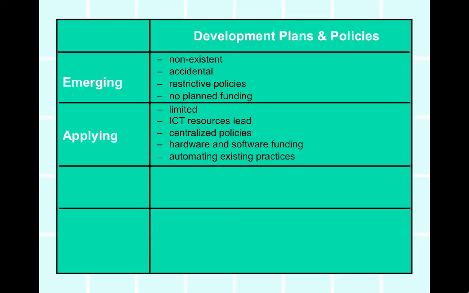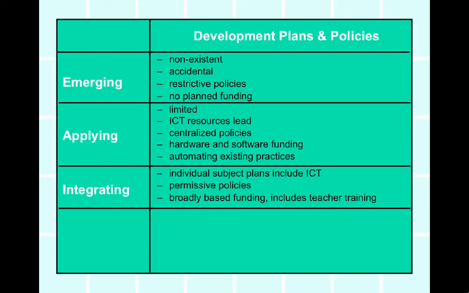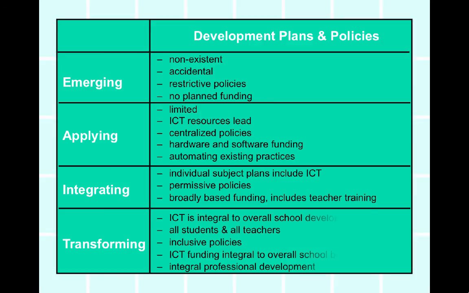There tend to be centralized policies, and there's funding for hardware and software. It's primarily just automating existing practices. Integrating. By the time we get to integrating, there are usually individual subject plans that include ICT, more permissive policies, broadly based funding that includes teacher training. At the transforming level, ICT is integral to the overall school development plan. All students and all teachers are involved. There are more inclusive policies. ICT funding is integral to the overall school budget, and it's integral to professional development.